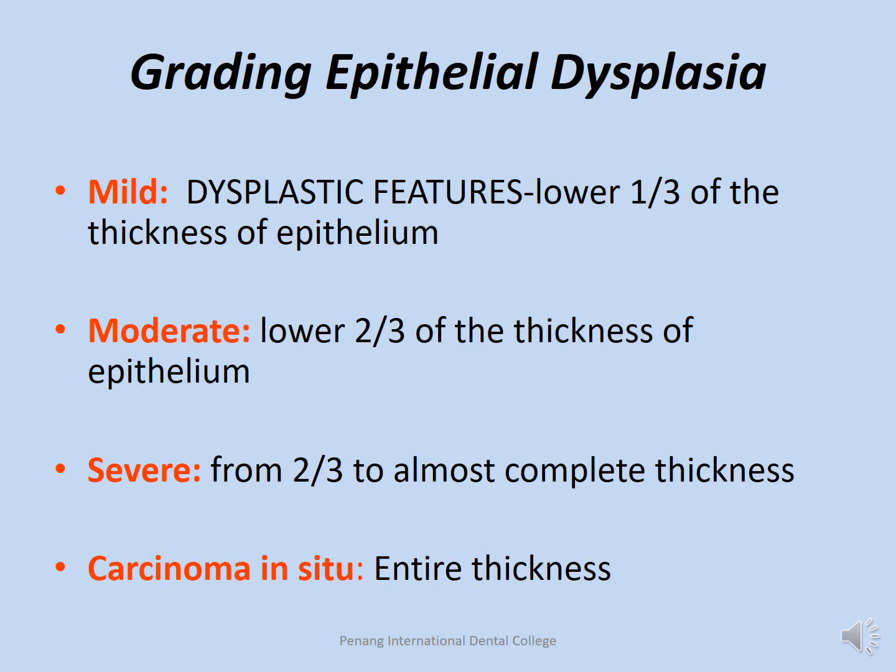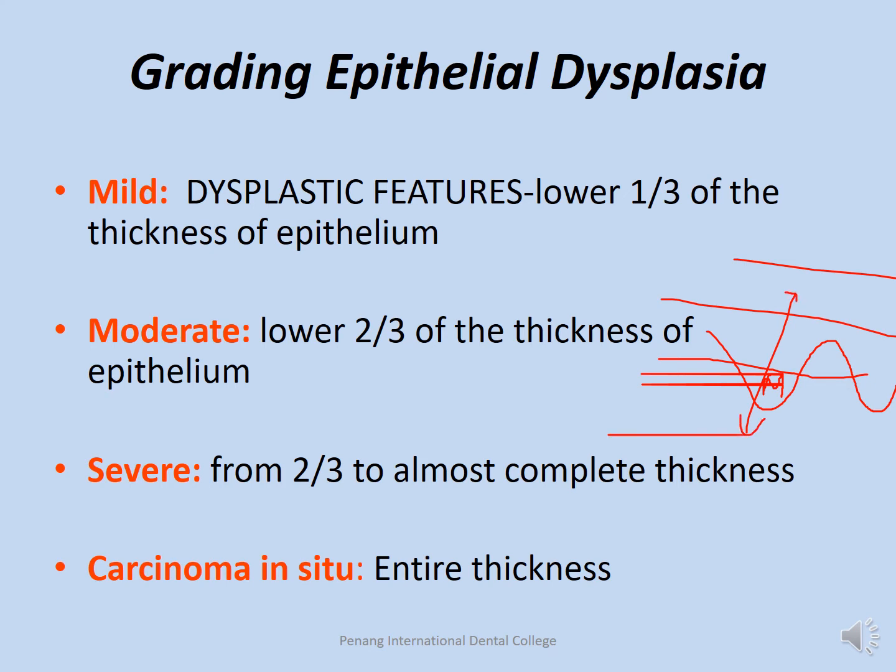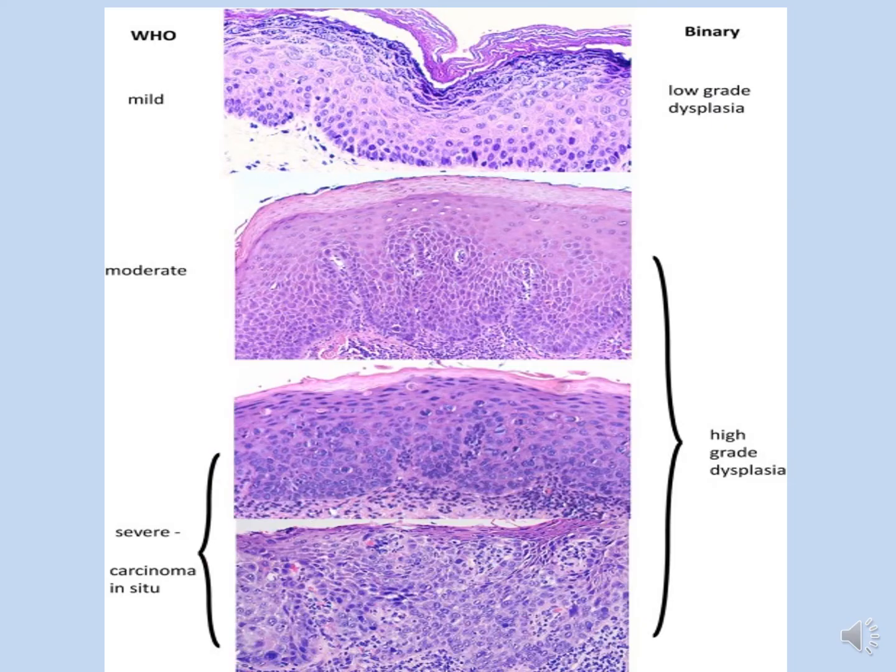Once we see these features in the epithelium, we are required to grade it. It's not just enough to identify these features; it's also important to grade them. To do this, we divide the epithelium into three equal parts to see into which part you are seeing these features. If you are seeing dysplastic features only in the lower one third, then this is mild. If you are seeing them in the lower one third and the middle one third, then you call it moderate epithelial dysplasia. But if you are seeing dysplastic features in the entire thickness of the epithelium, it is severe. This helps us convey to the clinician what exactly is happening.